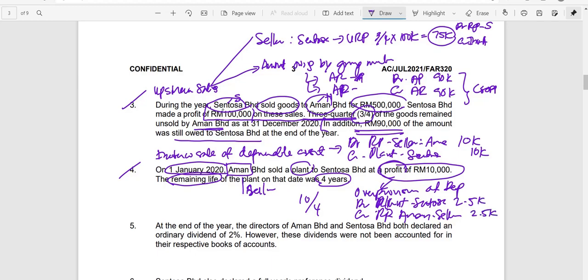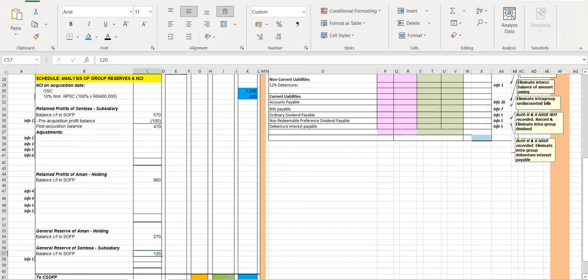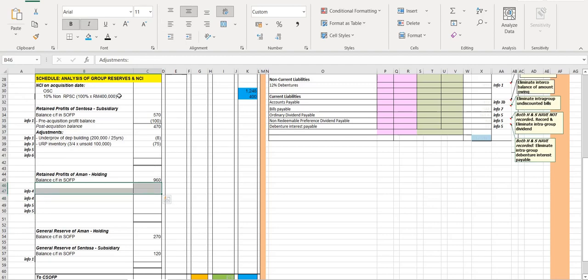So let's look at this impact in our consolidated workings. So before that, our first adjustment was to be done as well, which is related to the under provision for information number 1 earlier. And then adjustment number 3 is for the inventories, upstream sale by subsidiaries. And you also have the detail here, which is the one by the parent.